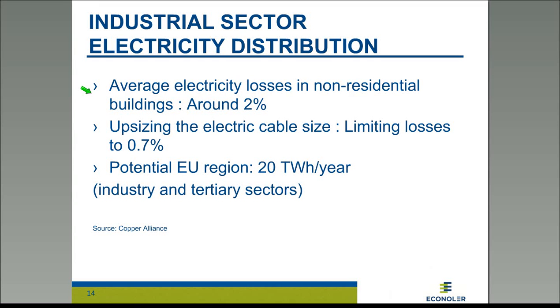Another point that could be interesting is the reduction of losses in the distribution system itself. Actually, it's around 2% according to various studies that have been done. And upsizing the electric cable size has the potential to limit the losses to less than 1%. In fact, there is a proposal for a regulation that is considered for the European Union, because it was found that the potential in the distribution system itself is more than what has been achieved for some products that are currently regulated with the minimum energy performance standard and labeling in these European jurisdictions.